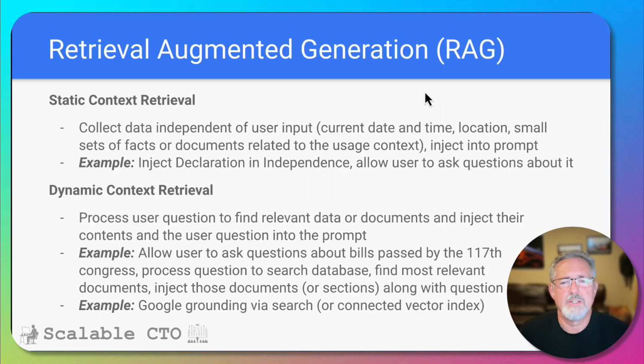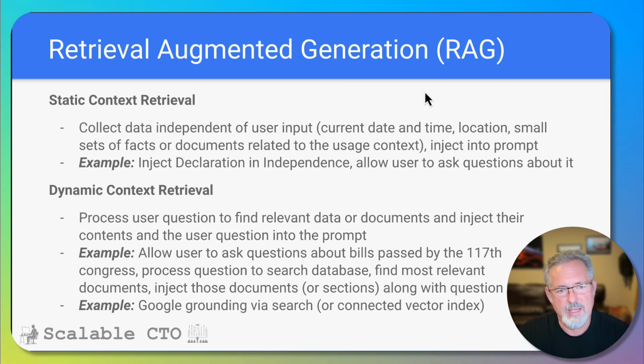So retrieval augmented generation is anytime you're going to go out and get external data and inject that data into the prompt. And typically it's going to be relevant to the context of the prompt itself and the problem that you're trying to solve with the prompt. And I've broken it, this is just sort of my own personal classification, into kind of 2 modes.